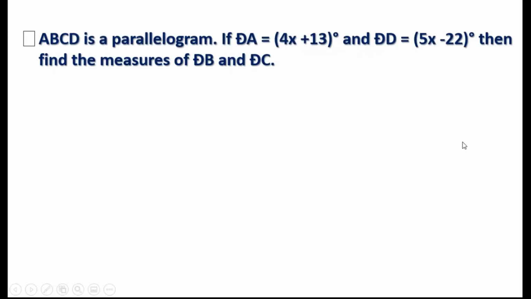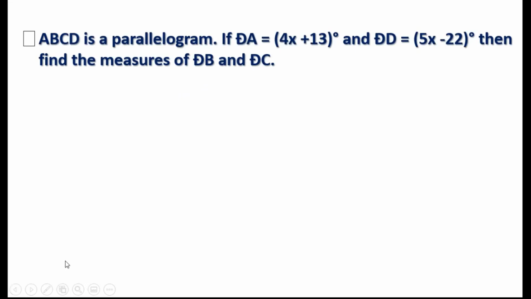Here is another question. Again, a quadrilateral is a parallelogram. Name is ABCD. Sorry, this one is angle. By mistake, it has not come out properly. Okay, this is angle. Angle A is equal to 4x plus 3. Angle D is equal to 5x minus 22. Find the measure of angle B and angle C. And the angle symbol is not in mind right now.